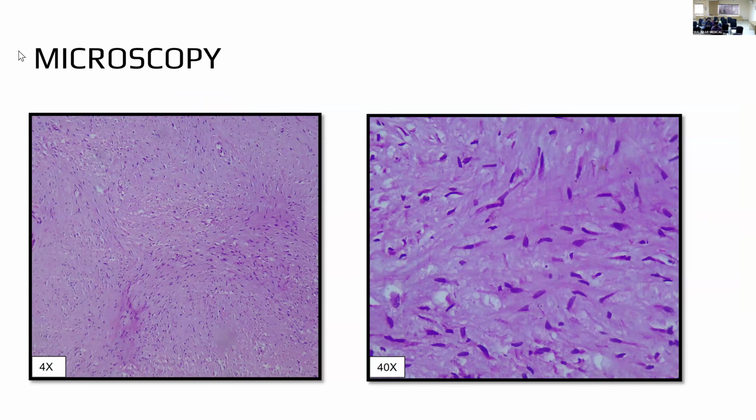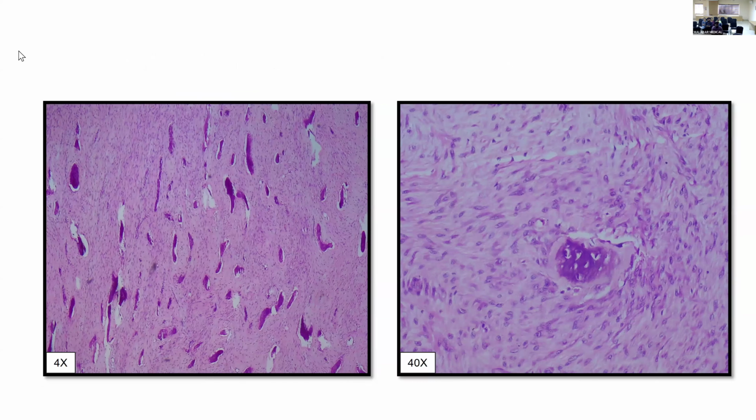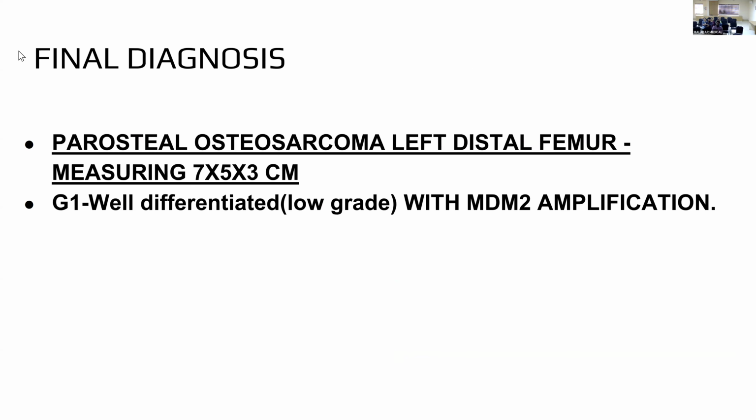Microscopically, it showed a morphology similar to the true-cut biopsy, with spindle-shaped cells with mild nuclear atypia, and the tumor was seen infiltrating into the inner medullary cavity as well as into the trabecular bones. There was also osteoid deposition with mild nuclear atypia and sparse mitosis. So we arrived at a final diagnosis of parosteal osteosarcoma of the left distal femur measuring 7 x 5 x 3 centimeters, G1 well differentiated low grade, with MDM2 gene amplification.